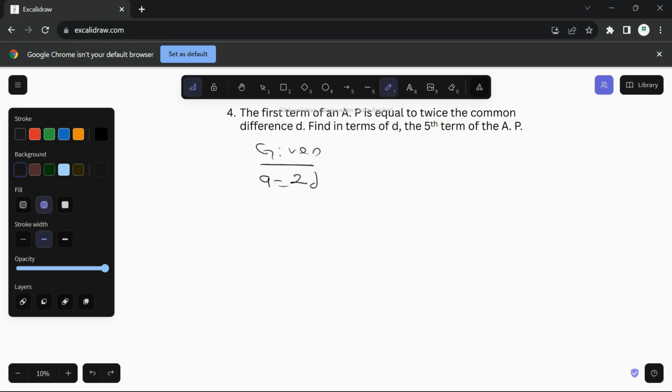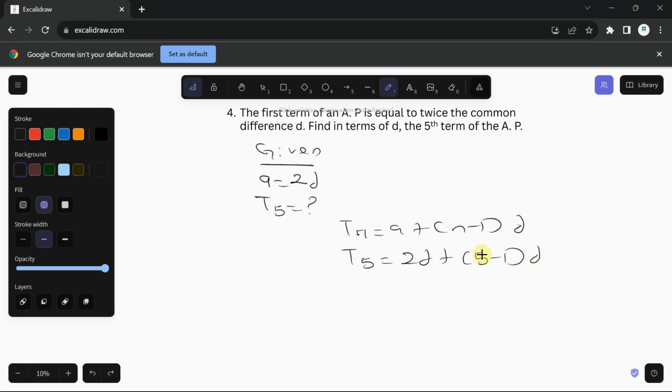So they want us to find the T5. I'll put a question mark, so this is not given. So we know that, from the formula, Tn is equal to a plus n minus 1 d. So our T5 will just be, let's substitute, our a is what? 2d plus our n is what? 5. So this 5 minus 1 multiplied by d.